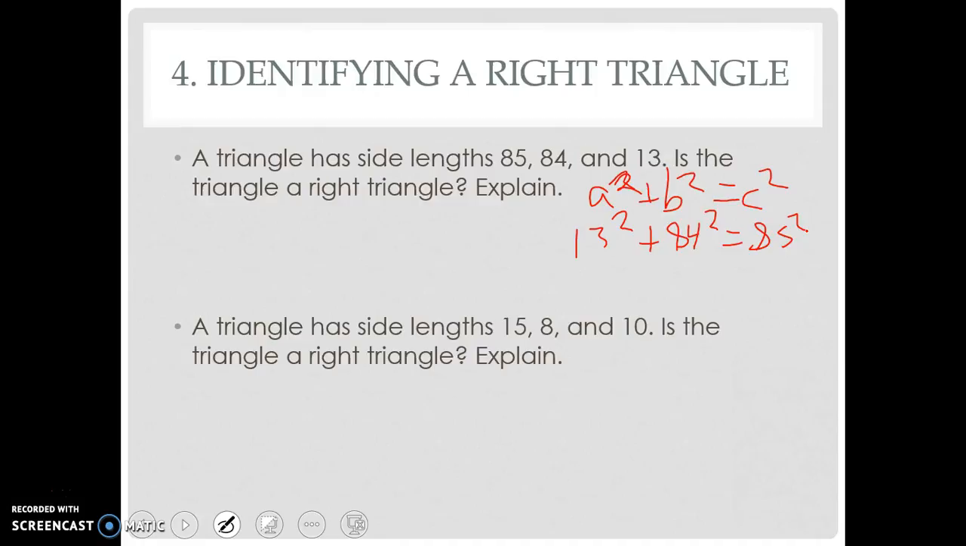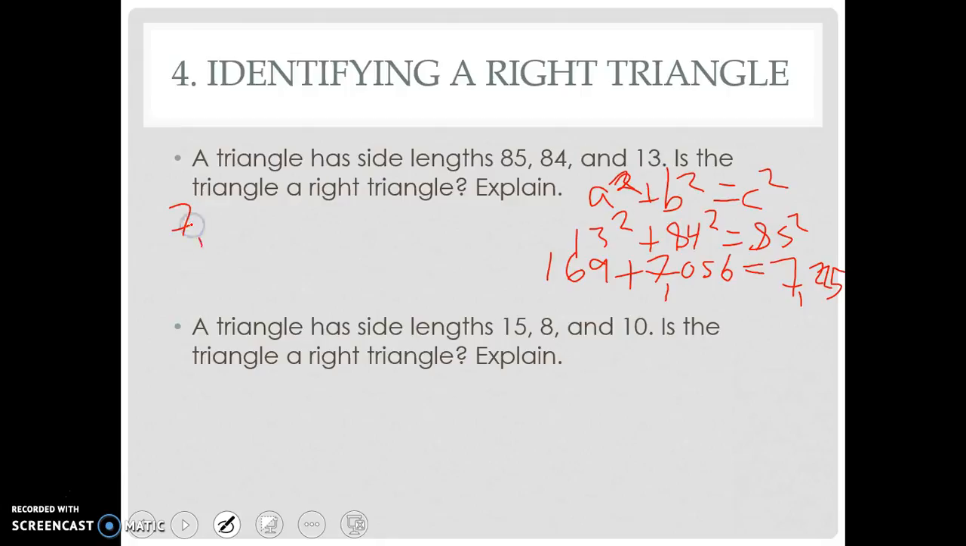So I am grabbing my handy dandy calculator and I'm doing 13 times 13, which is 169, plus 84 squared. 84 times 84 is 7,056. And we're saying if that's equal to 85 squared, which is 85 times 85, which is 7,225. So I need to see if that comes out to be true. All right, so I've got 169 plus 7,056 is 7,225.